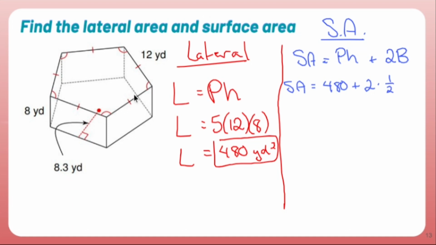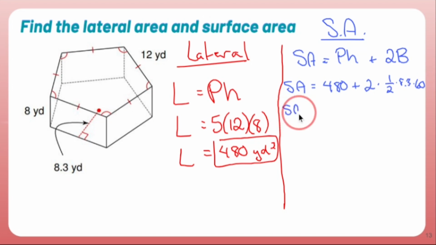The apothem is 8.3. It's basically like the radius of a regular polygon. So 1/2 times the apothem, which is 1/2 times 8.3, times the perimeter of my polygon, which I already know to be 12 times 5, which is 60.